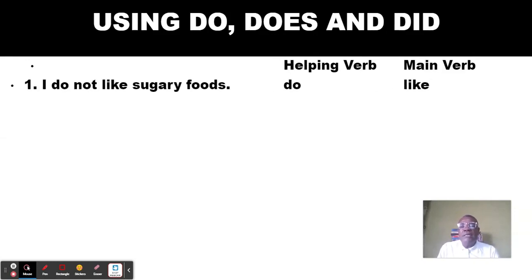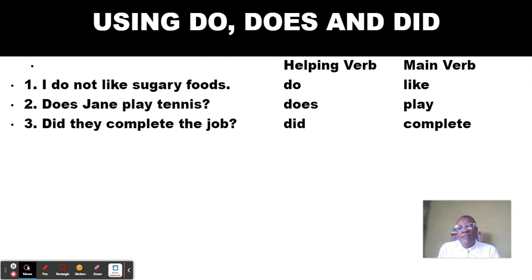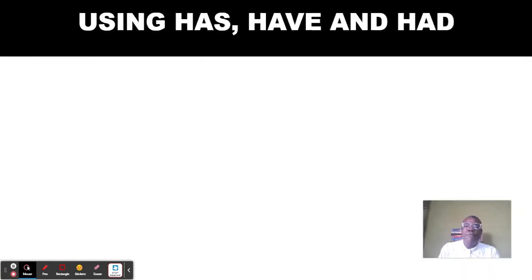I do not like sugary foods. The helping verb is do, the main verb is like. Does Jane play tennis? The helping verb is does, and the main verb is play. Did they complete the job? The helping verb is did, and the main verb is complete. So you can see how we can use do, does, and did in English sentences.